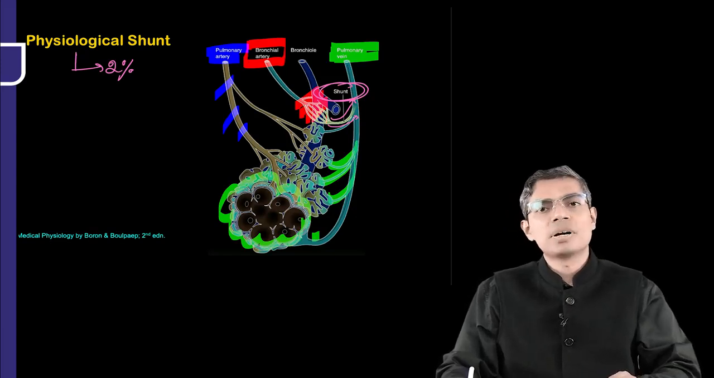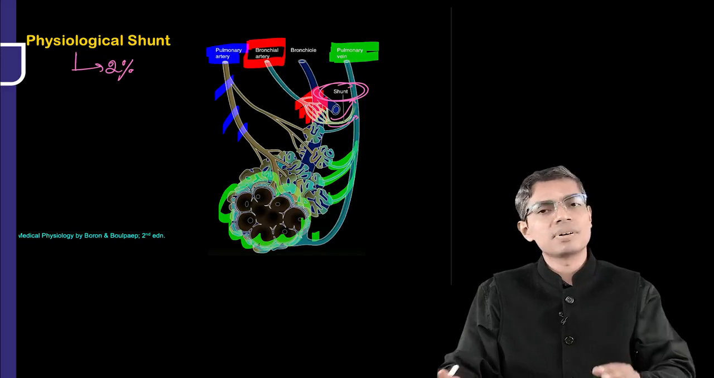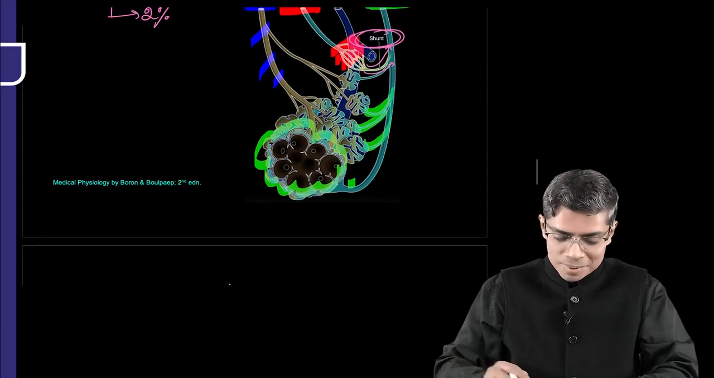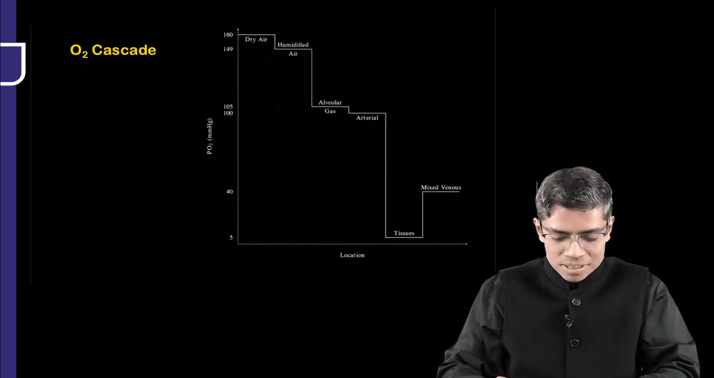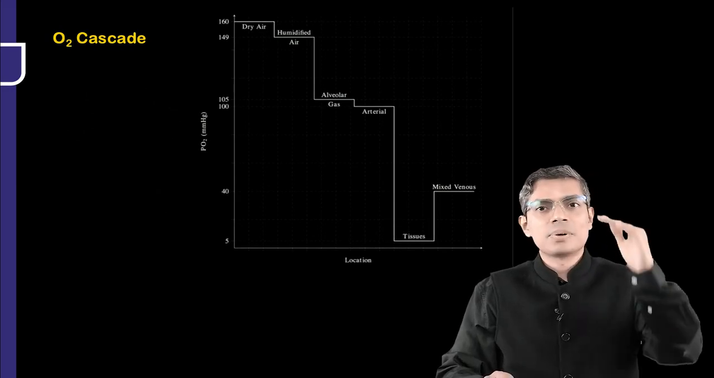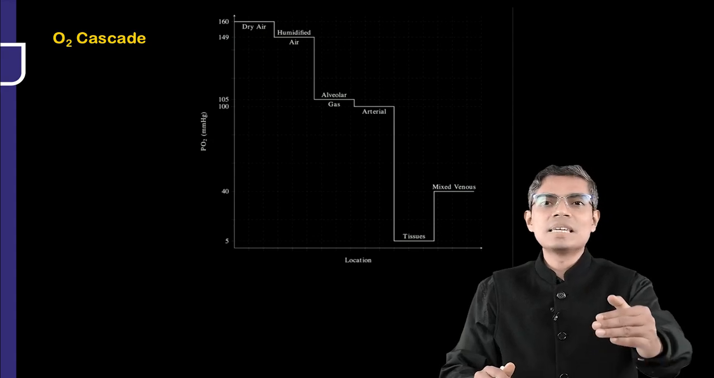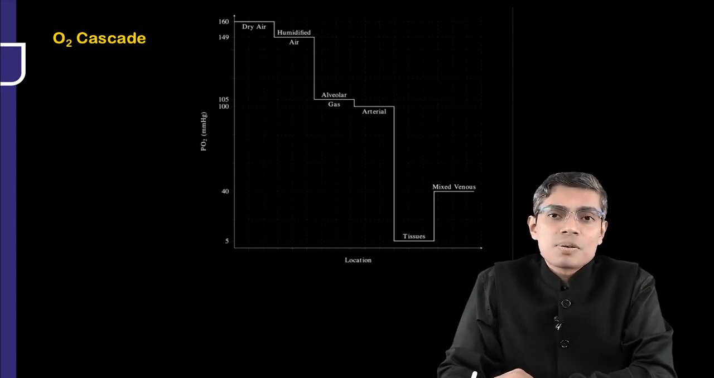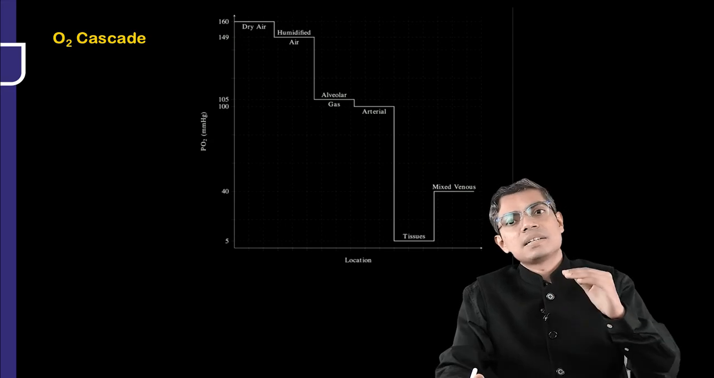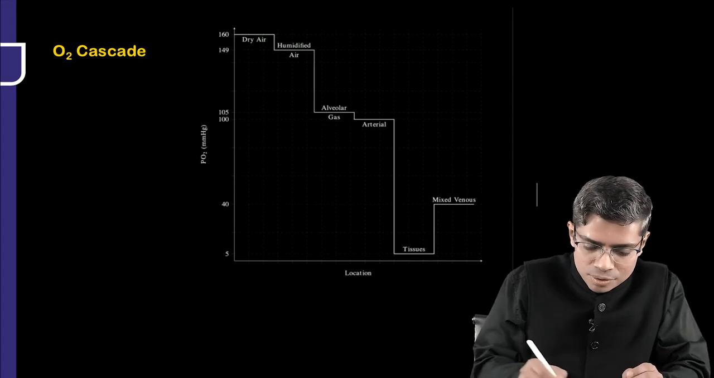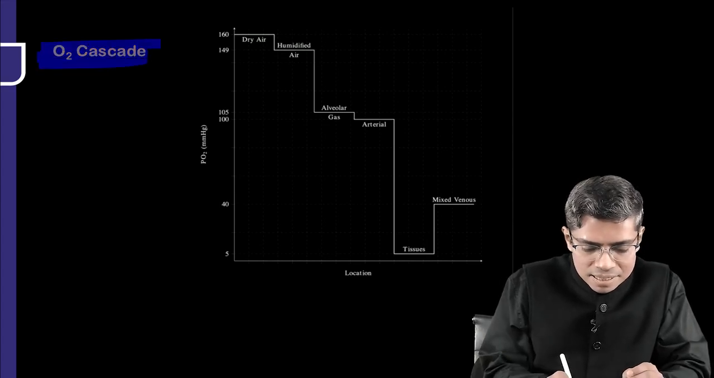Because of which the partial pressure of oxygen is dropping further at the level of arterial blood. So we have seen that oxygen partial pressure is dropping from atmosphere to the level of arterial blood. From the arterial blood, even at the tissue level, oxygen partial pressure decreases in a step-by-step fashion. This phenomenon is known as the oxygen cascade, right?